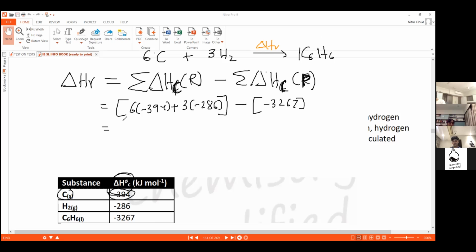Okay, is there any problem? No, sir. So the answer here is plus 45 kilojoule. That is the enthalpy change of this reaction, plus 45. Okay, this is by using the formula. So formula done. Now we'll go to the cycle.